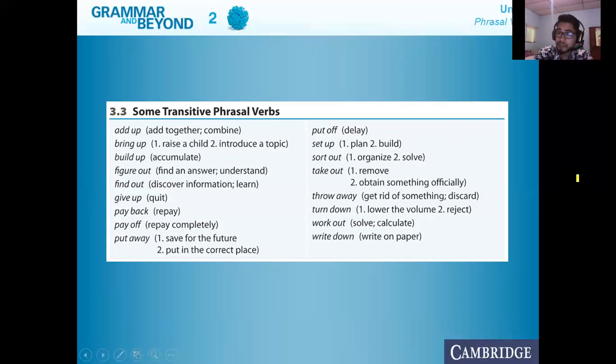Work out is to solve or to calculate, and also remember, to do exercise, depending on the case or the way that you're using it. And write down is to write on paper. For example, I tell you, write down the following, and you write it over there in your notebook to make sure that everything's going smoothly.